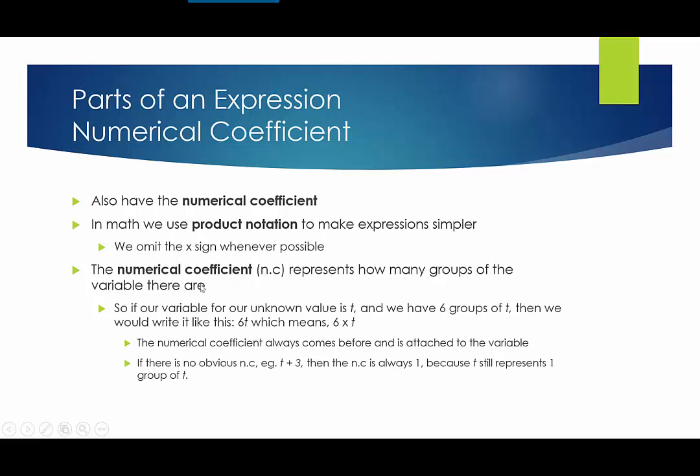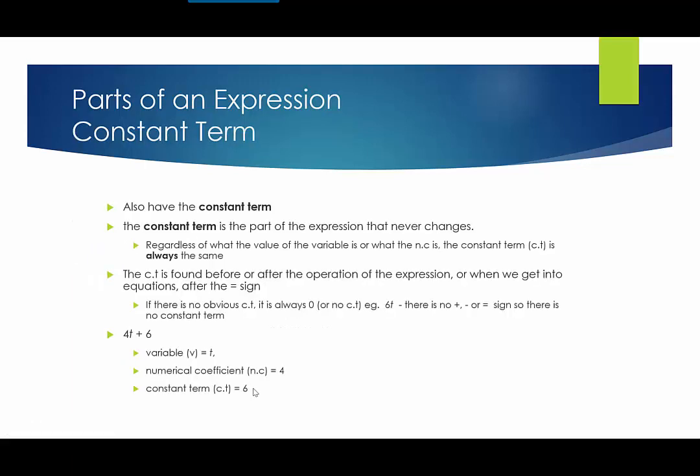So the numerical coefficient is the number that comes directly in front of your variable before any type of operation. So if it's 6 + t, that's different than 6t. That would be 6 being your constant term, which we'll come to in a minute, and t your variable, as opposed to 6t, which is your numerical coefficient with the number of groups of t we have. If you have t + 3, then the numerical coefficient is always 1, because this t right here represents one group of t. That is different than if you have no constant term, which we will get to in just one second.